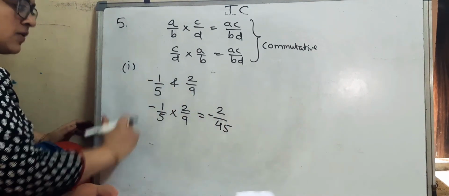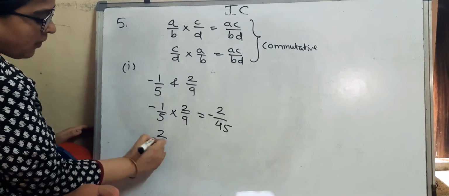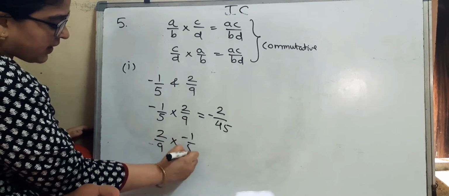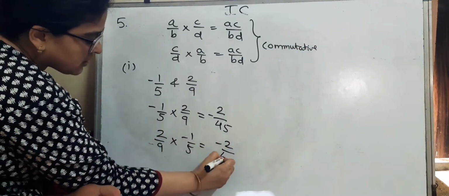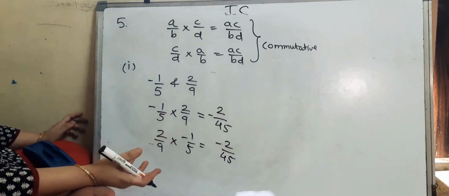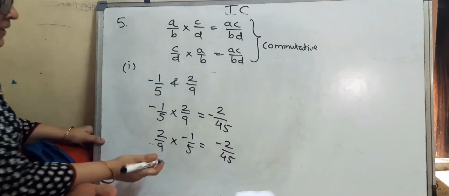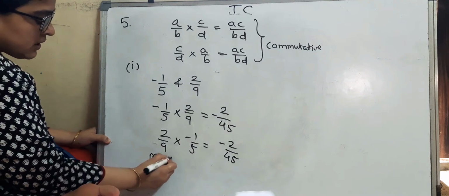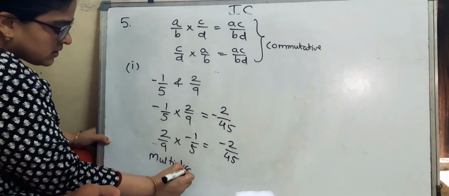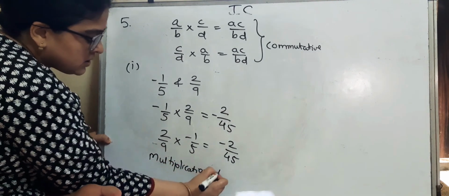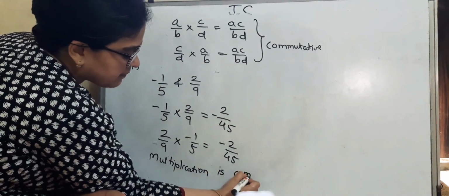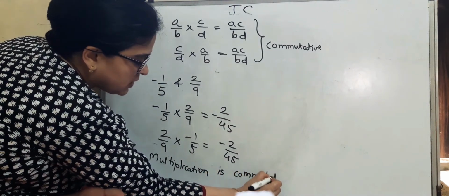Now we have to reverse the order. Write 2 upon 9 first and then minus 1 upon 5. So again the same answer, right? So yes, they are commutative. You have to write that the multiplication is commutative. Understood, students?